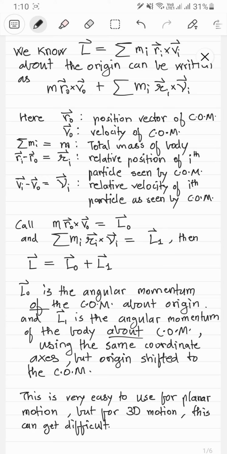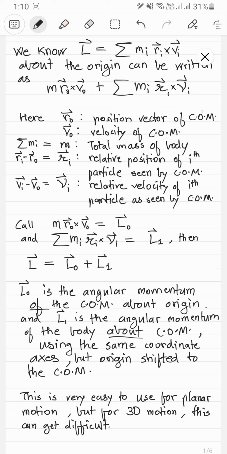So here's a little description of that. We know that angular momentum L vector is given by the summation of m_i r_i cross v_i about the origin, and this can be written as m r_0 cross v_0, where r_0 is the position vector of the COM and v_0 is the velocity of the COM about the origin, plus this other term, the summation of m_i r_i vector cross the relative velocity of the ith particle as seen by the center of mass. I will also call this v_i, but to distinguish it from the v_i as seen from the origin, I will write it in this fancy fashion.